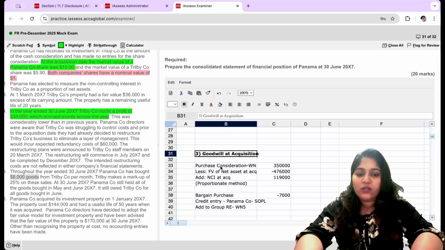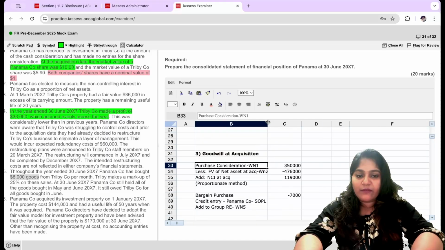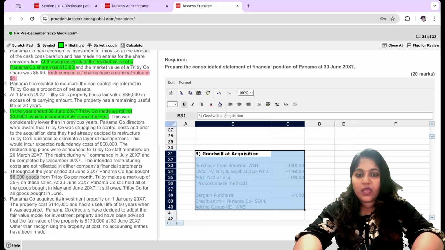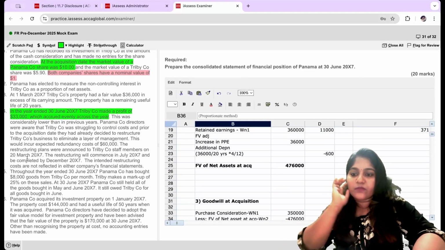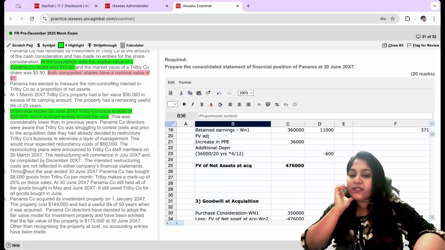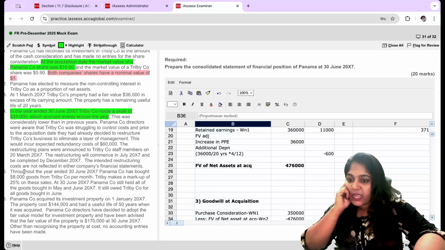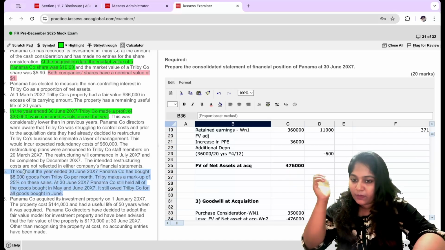So this working note is pretty much simple because we have the ready information coming from different places. However, I will consider this as a different working note. Keep it aside. Okay, now move forward. Read it. Throughout the year ended 30th June X7, Panama company has bought $8,000 goods from Triple E company per month.